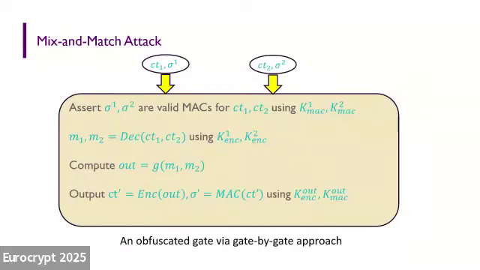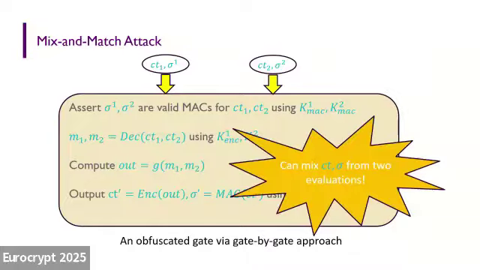Another challenge is efficient SEH construction. We will illustrate a typical obfuscated gate via the gate-by-gate obfuscation approach. Both the input wires are encrypted, and the gate will receive them as input. It will first verify a MAC sigma 1 and sigma 2. If the ciphertext passes this test, then it will simply decrypt them and compute the result. Finally, it will output also an encrypted value.